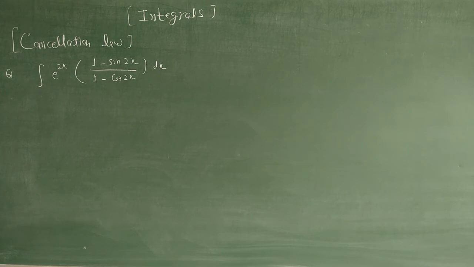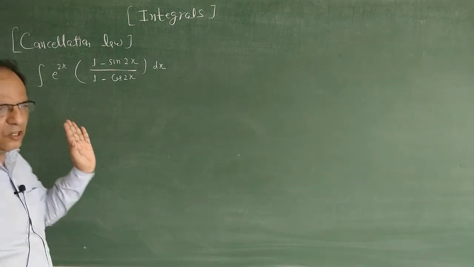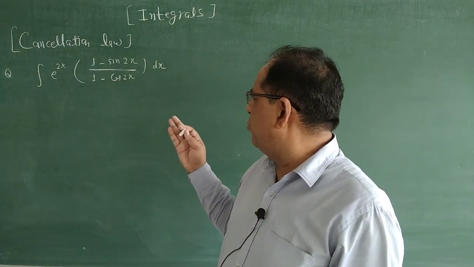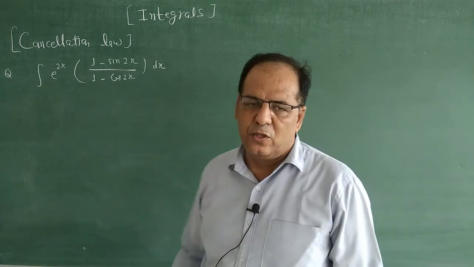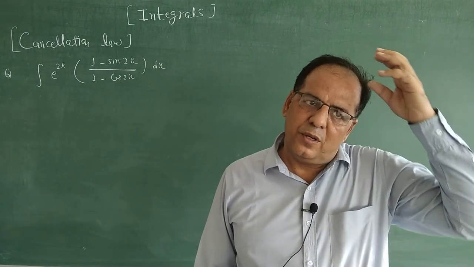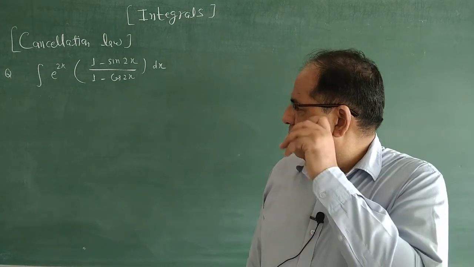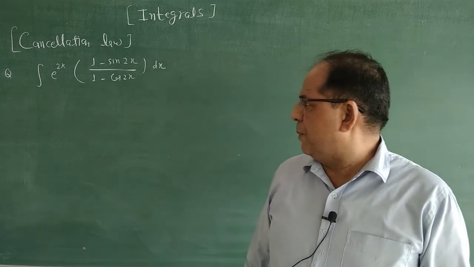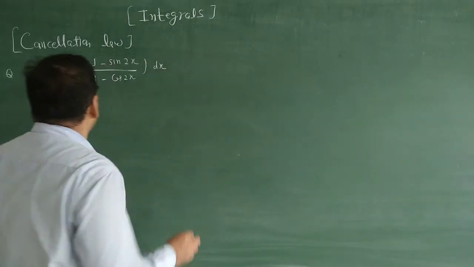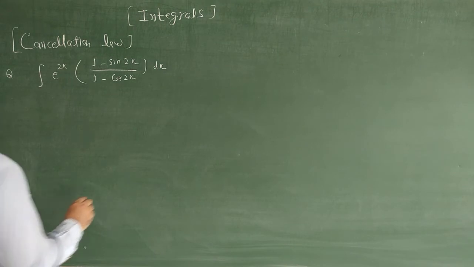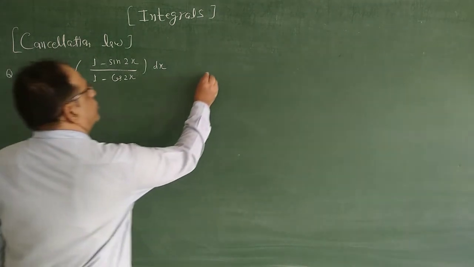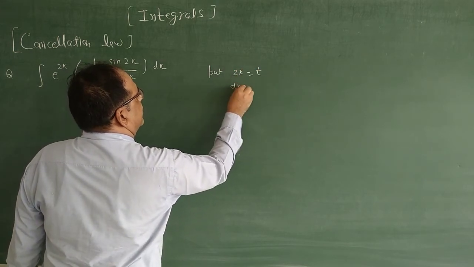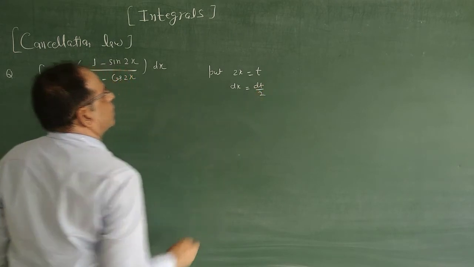Now I am taking one more important question based on the cancellation law, in which we have e to the power 2x into (1 minus sin 2x) upon (1 minus cos 2x). Before using the cancellation law, we must make sure that the power of e is converted into x. So put 2x equal to t, so dx becomes dt by 2.